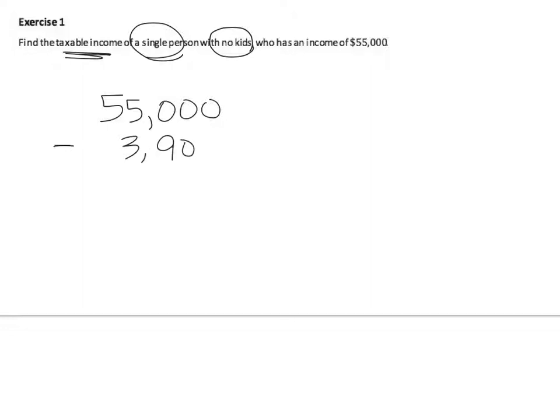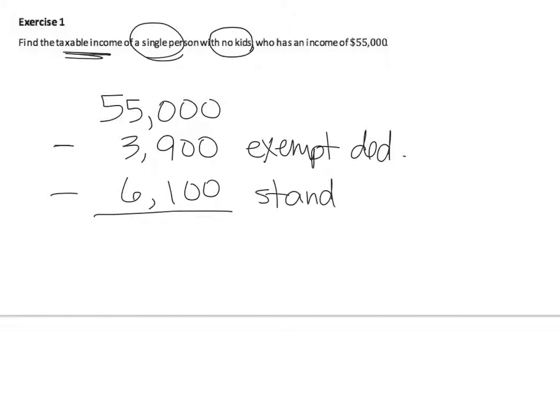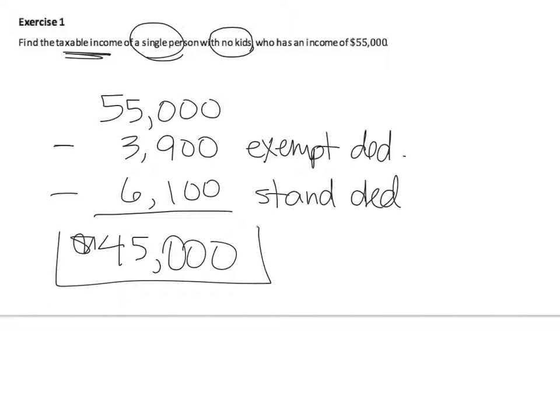So exercise 1. Find the taxable income of a single person with no kids who has an income of $55,000. So you're looking for single, no kids, income of $55,000. Our taxable income is our income minus our deductions. If you look at the first chart, I'm looking at single, no kids, and my exemption deduction is $3,900. Then my other deduction is a single standard deduction of $6,100. So we're taking those two values, doing a little subtraction. The taxable income is going to be $45,000. So that's what you're going to get taxed on. Not the $55,000, but the $45,000.